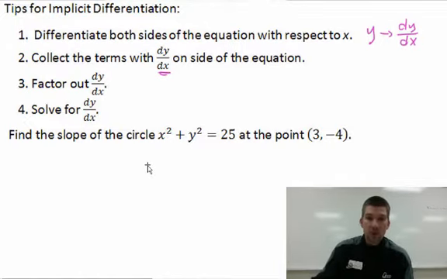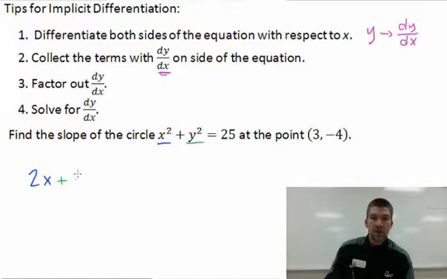If we're going to find the slope of the tangent line of the circle, then I've got to take the derivative. And how do I do that? Well, I'm going to take the derivative of x squared. That's going to be 2x. I'm going to take the derivative of y squared. So that's going to be 2y, and then the derivative of y, dy dx.